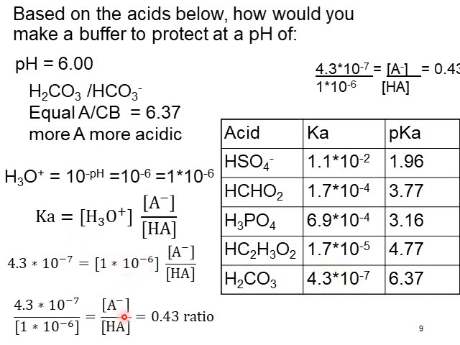And what I get is 0.43 A minus per HA. So I need basically about twice as much HA as A minus. So if I do 1 molar HA and 4.3 molar of the sodium bicarbonate, that would be good enough. That would give me a pH of exactly 6.